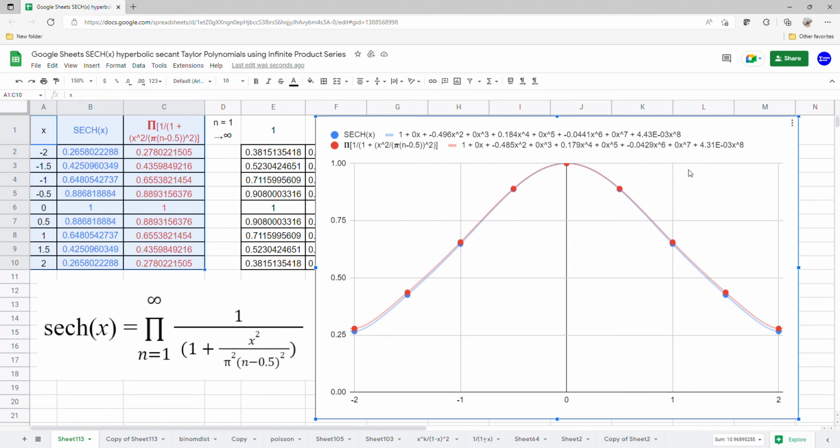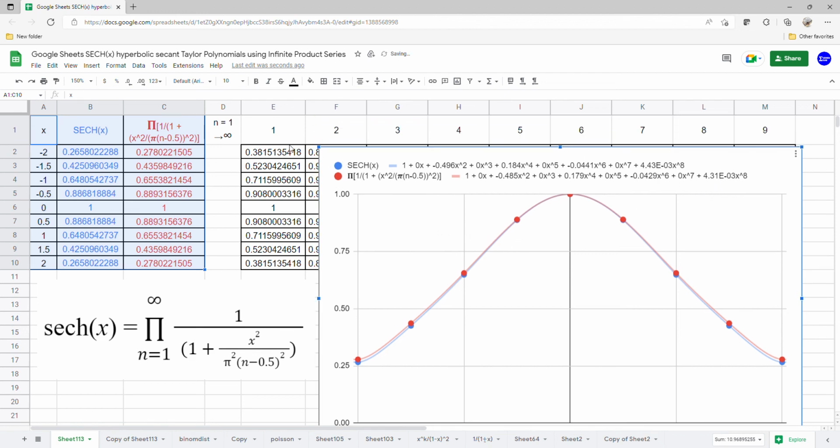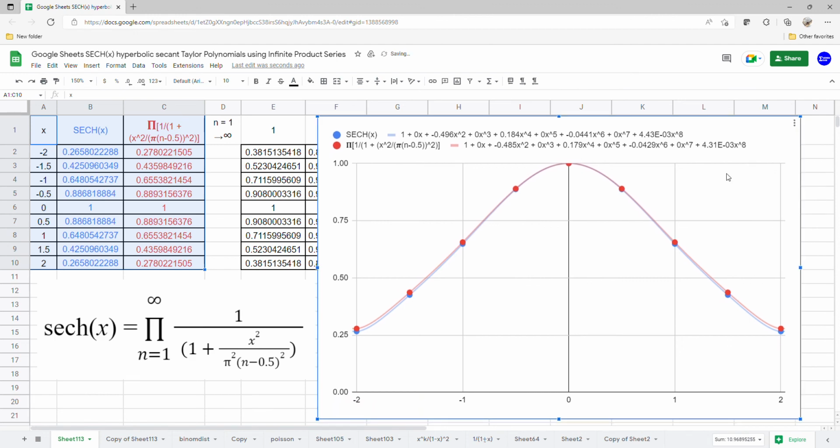There's a slight error. That's because our value of n is from 1 to 9. If we increase that to a higher value, like infinity, this error will be reduced and the line will be exactly collinear. This completes the use of product function to generate the hyperbolic secant.